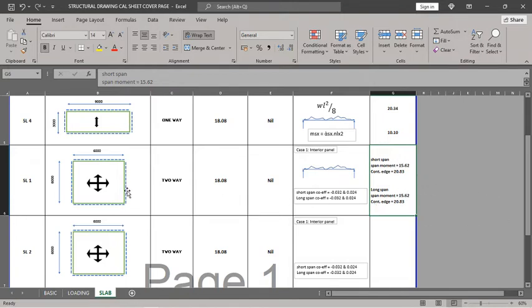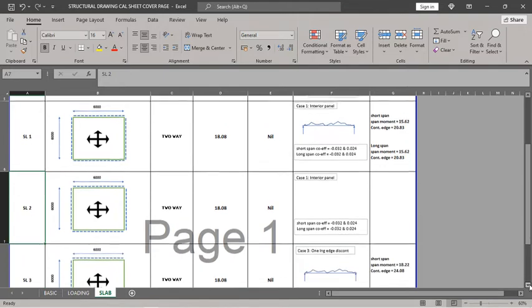So like I said, slab type 2 and slab type 1 are the same because both of them are interior panels. So they will have the same, and they have the same dimensions as well. So it's the same thing that you have here, you will have here. So I did not put that.